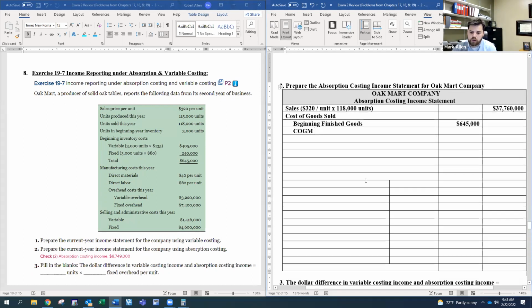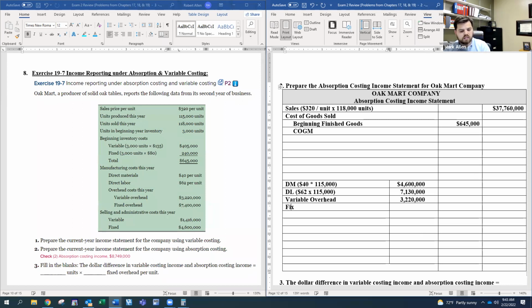So to do that, we're going to have to come down and actually compute that. So here we go. In this case, we're going to start with our direct materials. So once again, that's 40 times the 115,000 units that we produced. This is 4,600,000. In this case, our direct labor, still $62 per unit times the 115,000 units. That will come out to be 7,130,000, just as it was before. Next, we've got our variable overhead. Our variable overhead, in this case, 3,220,000 is given.